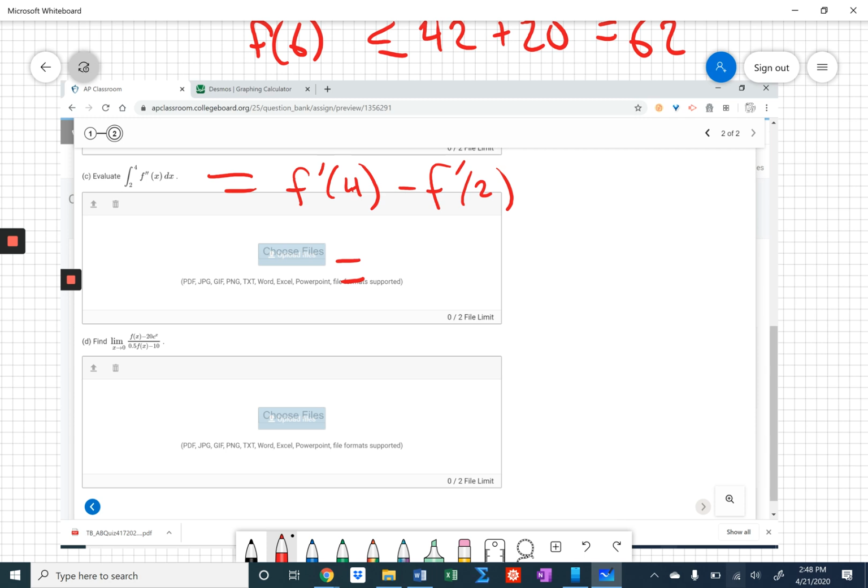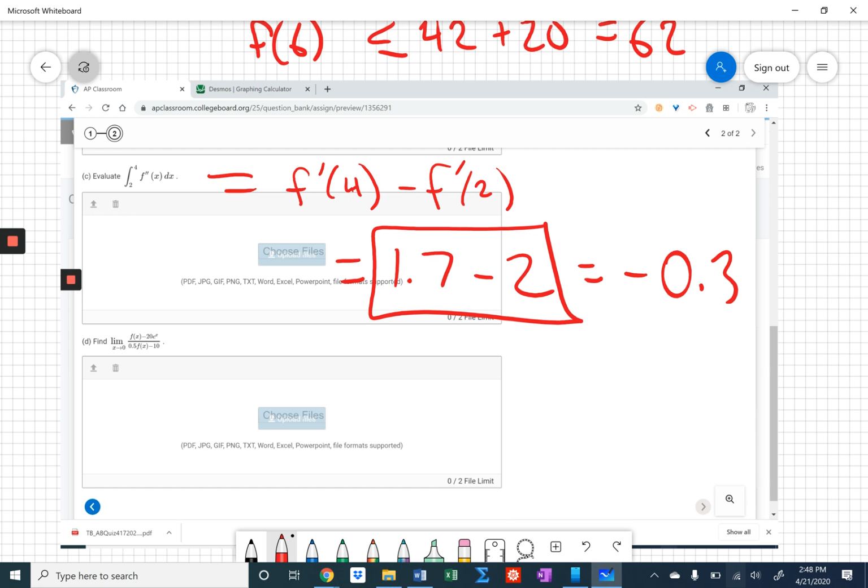F prime of 4, what did they tell us? That was 1.7, if you go back to the table. F prime of 2 was 2. And so it's negative 0.3. That's it. That's the whole problem. That's 2 points. There's no way you should have got that one wrong. That is a basic fundamental theorem question. Easy data was given. You just had to recognize it and do a little bit of arithmetic. Actually, you didn't really need to do the arithmetic. If you would have stopped right here, that's a correct answer. You would have got full credit.